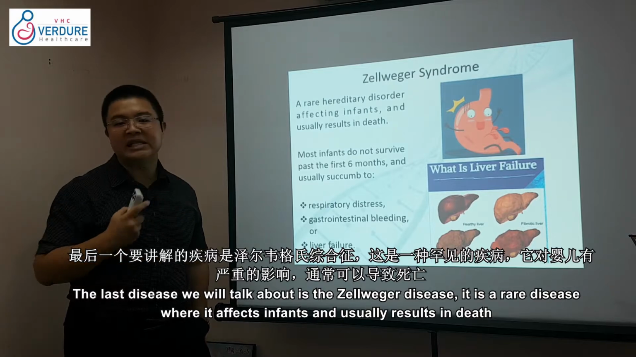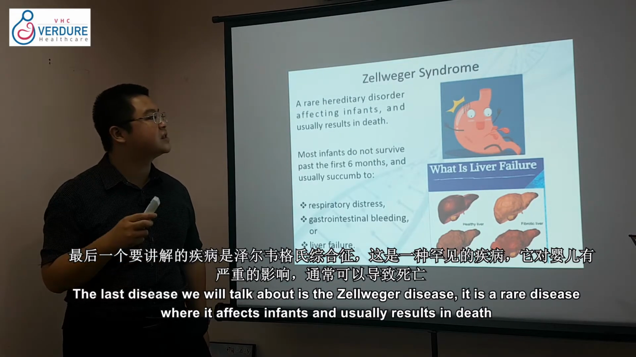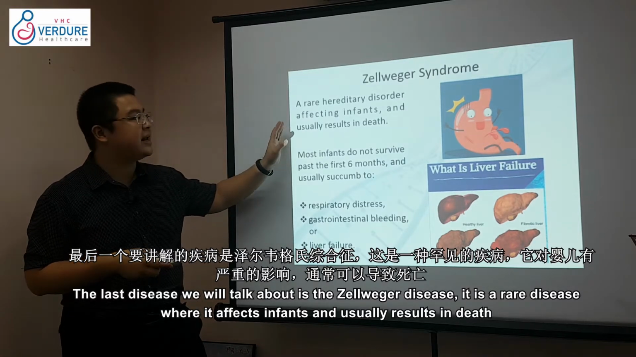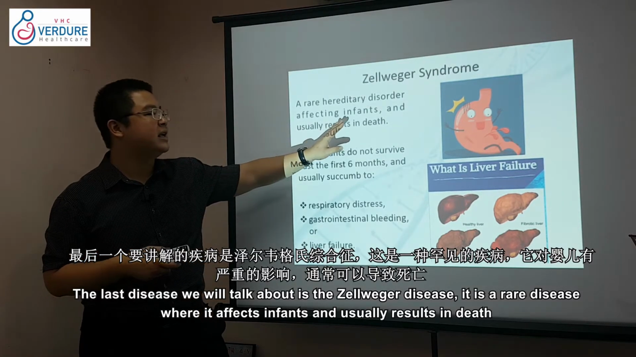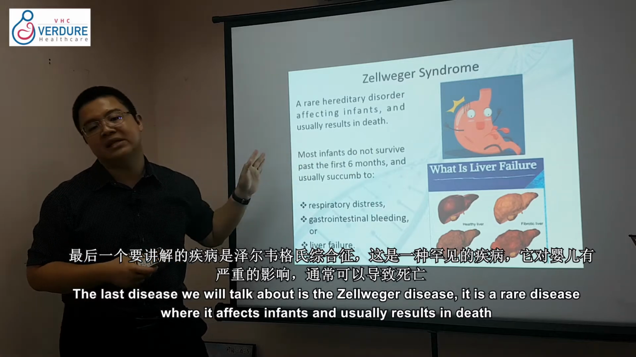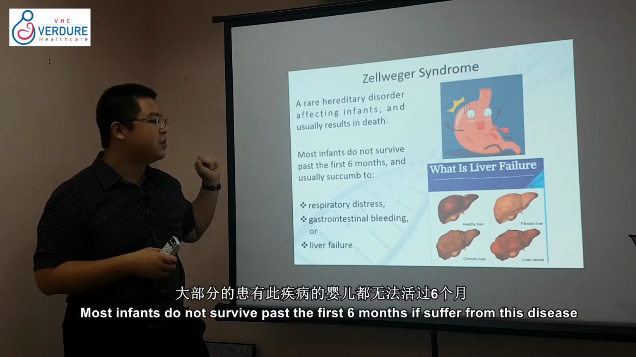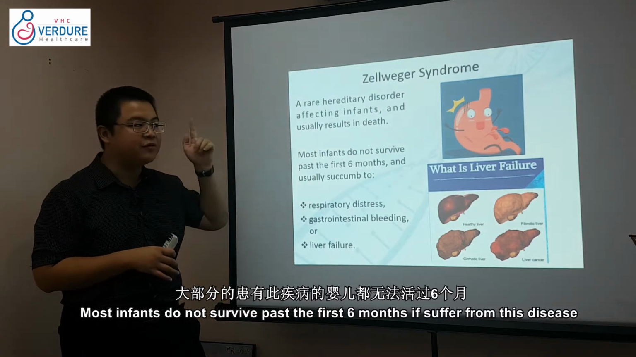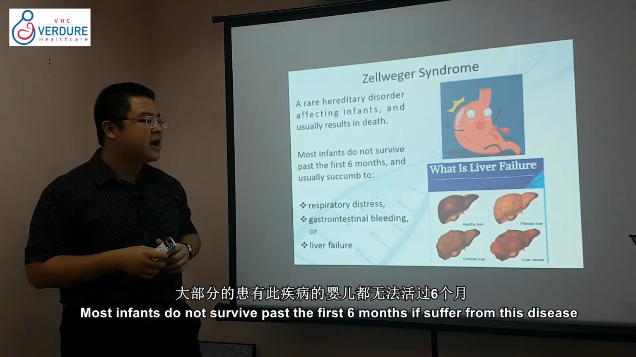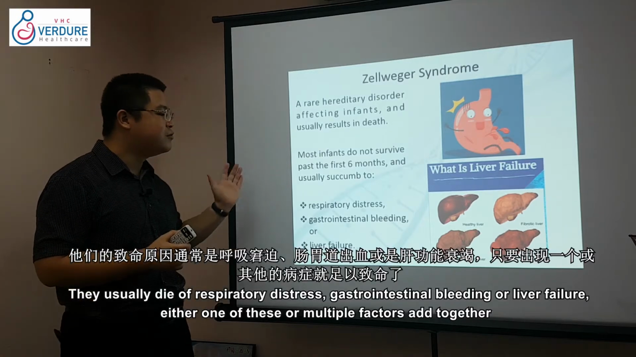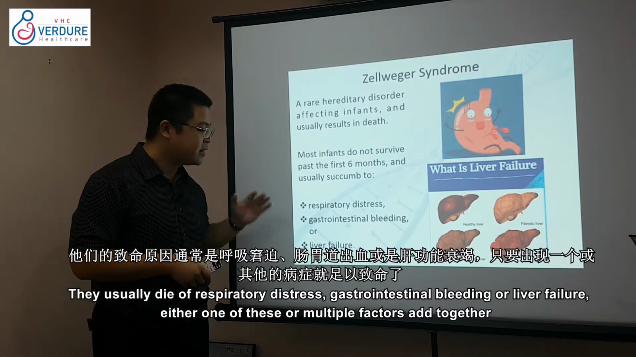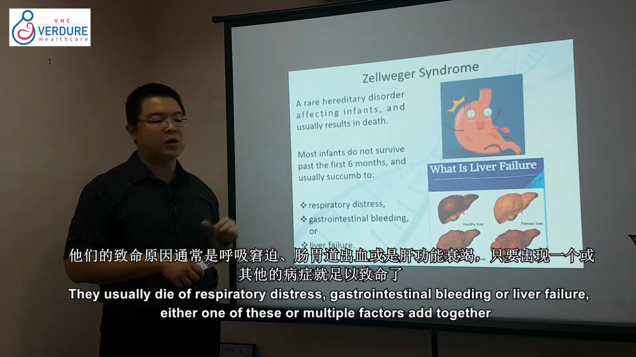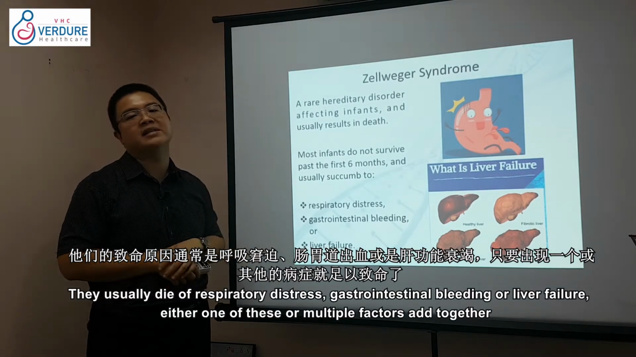Okay, so one more disease we're going to talk about for chromosome 12 is called Zellweger Syndrome. It is quite a rare genetic disorder that affects infants and usually results in death. Most infants do not survive past the first 6 months with this disease, and they usually die of respiratory distress, gastrointestinal bleeding, or liver failure. So either one of these or multiple factors add up together.